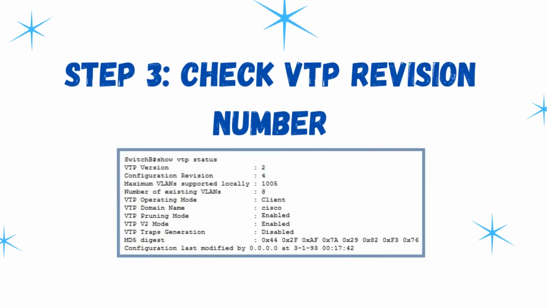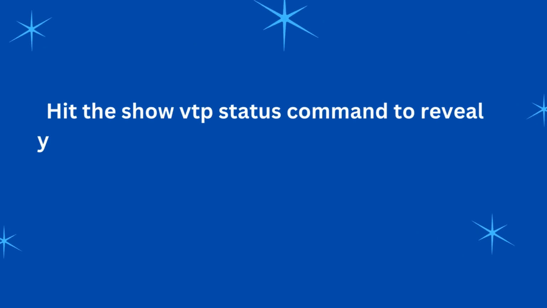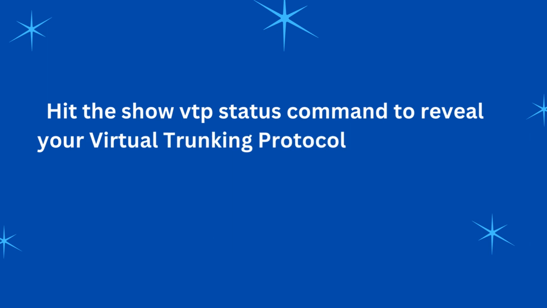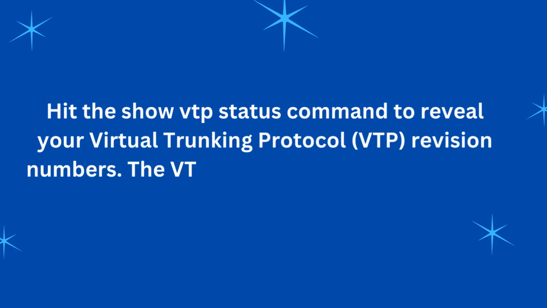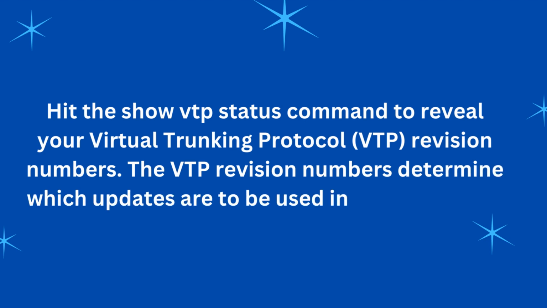Step 3. Check VTP revision number. Hit the Show VTP Status command to reveal your Virtual Trunking Protocol (VTP) revision numbers. The VTP revision numbers determine which updates are to be used in a VTP domain.